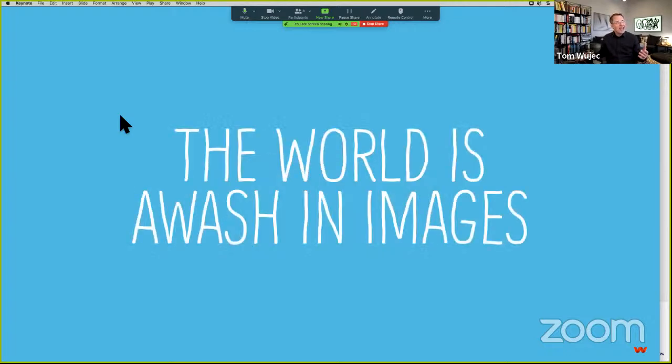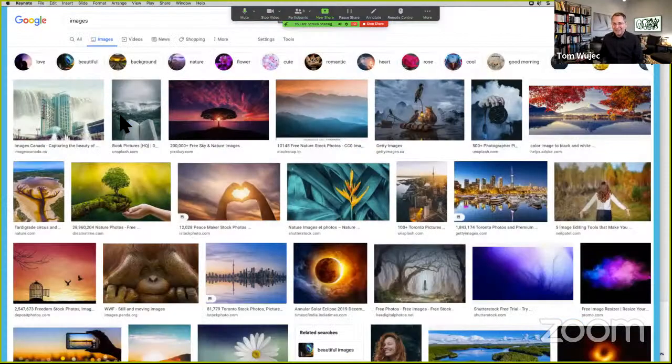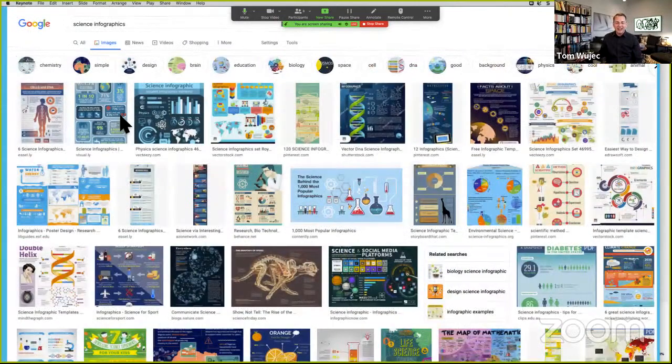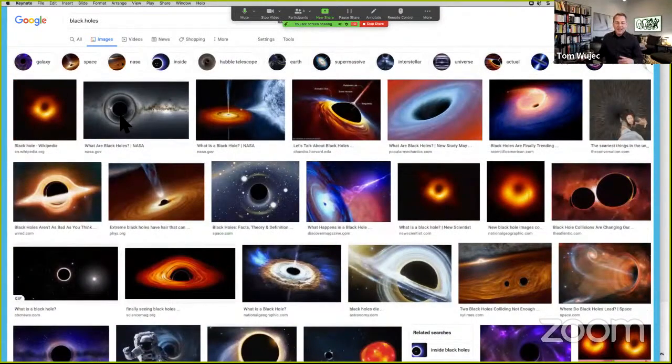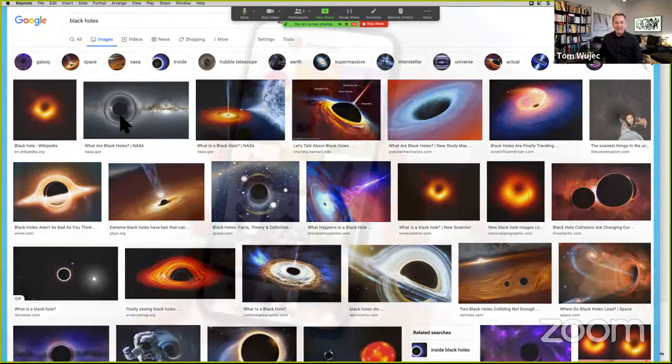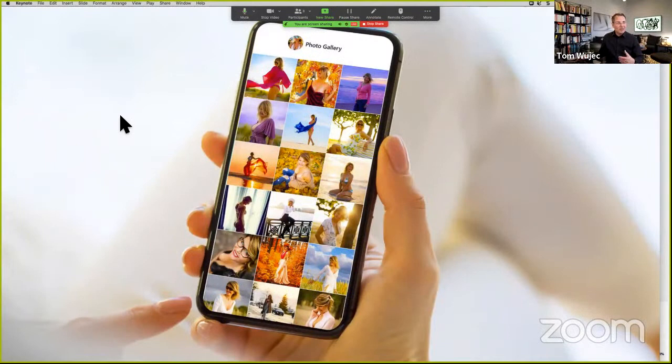So as we know, the world is awash in images. Images pervade our online life, our offline life. They help frame the world of science, of art, of architecture, of popular culture. Images are driving cognition, I believe, in the world ahead. We live and we think with different kinds of images.